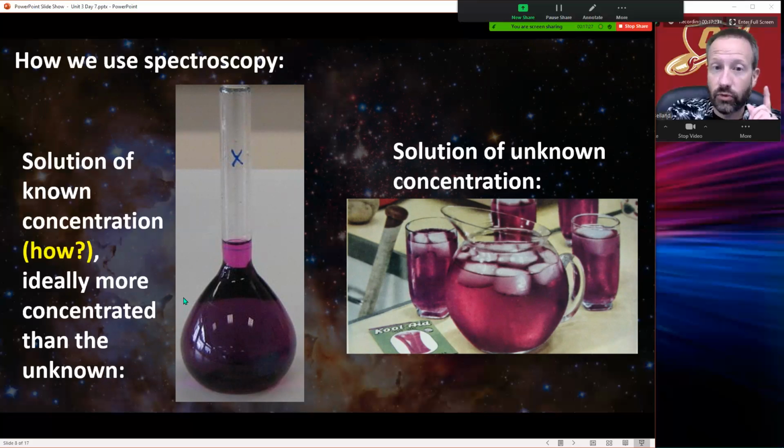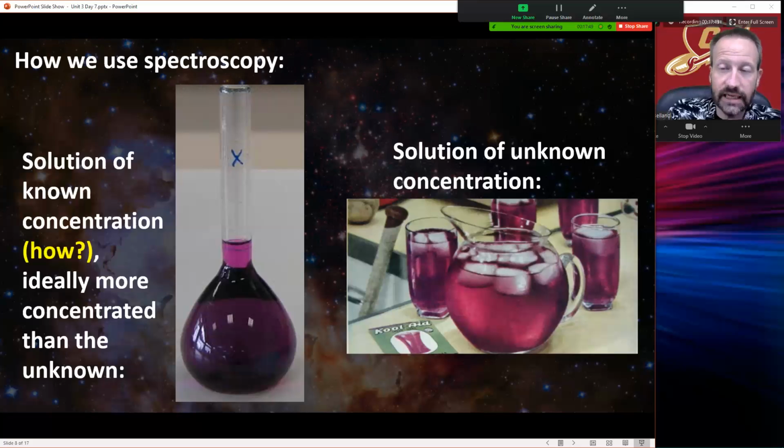So we need a concentration in a solution that you know. We need a known or a standard. And then you need an unknown. In this case, since my known was purple, I was like, hey, let's grab some purple Kool-Aid. So what we could do is literally find how concentrated is the purple in that Kool-Aid. That's what we would find.